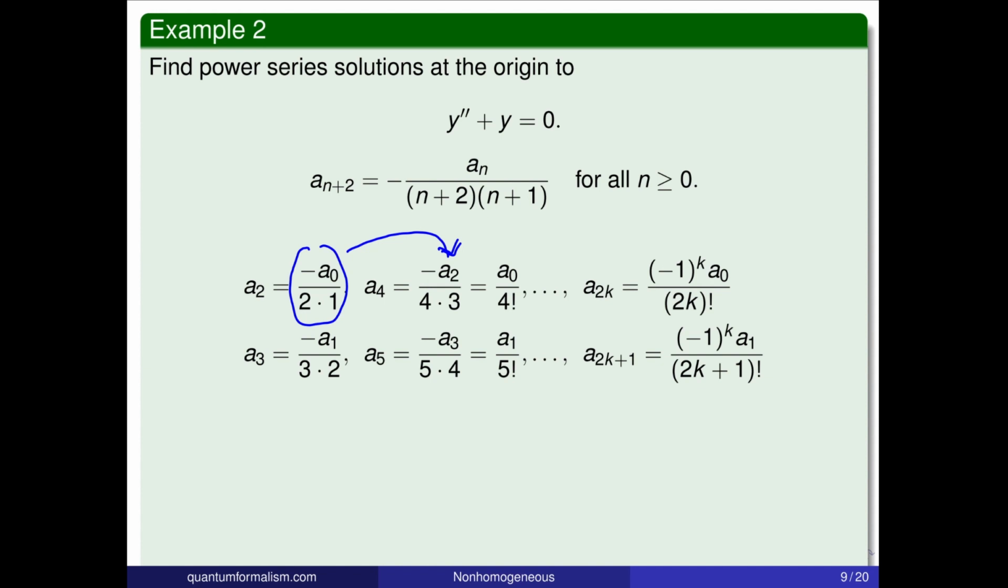And then similarly, right, we'd have a formula for a6, which would be minus a4 divided by 6 times 5. And then that would give us negative a0 divided by 6 factorial. All right, so we can see we're just going to get a pattern, right?